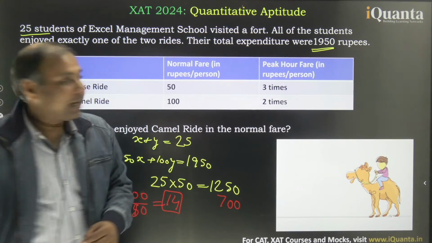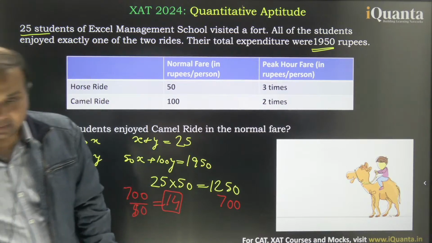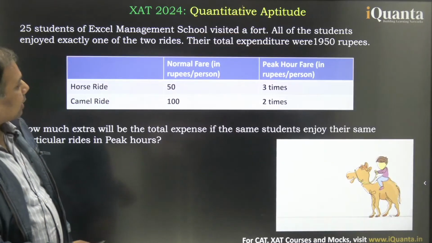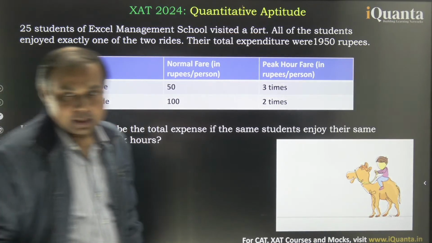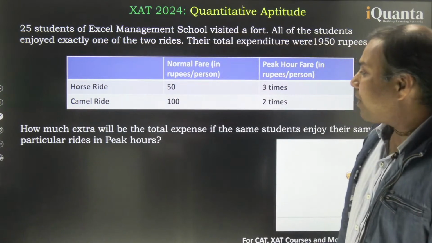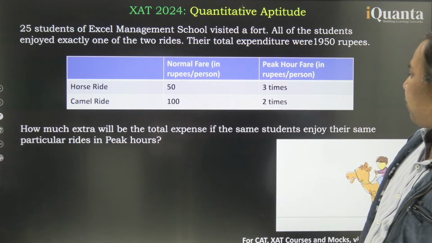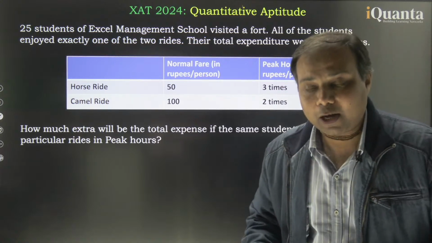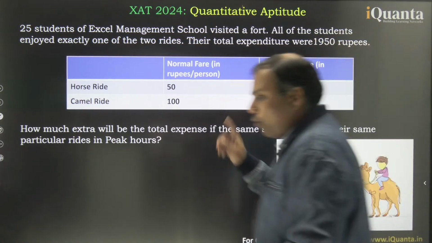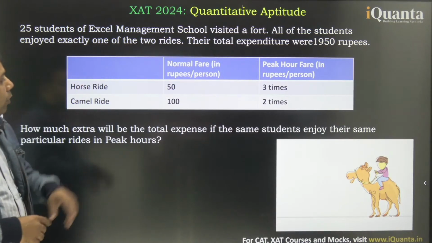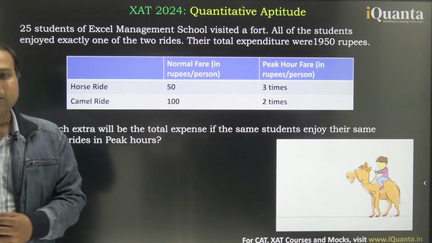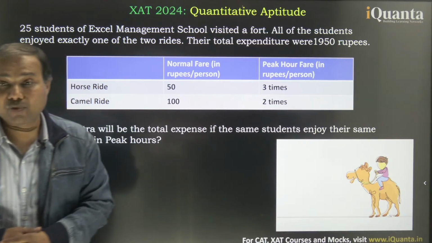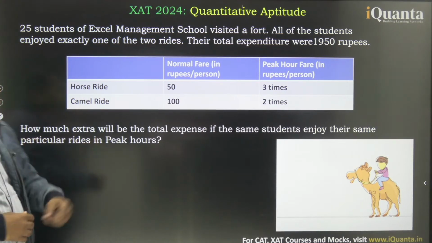Right, okay, let's move to the second part of the same question, and this time I would like you to solve it fast. So this was the answer to the last one. Okay, now the next one. This question says, how much extra will the total expense be if the same students enjoy their same particular rides in peak hour timings now? Same 14 students enjoying the camel ride, and horse rides taken by the remaining 11 students. But they are to pay the peak hours fare now. So how much extra will be the expense? Please solve it.